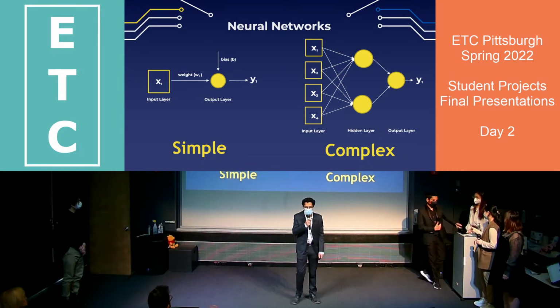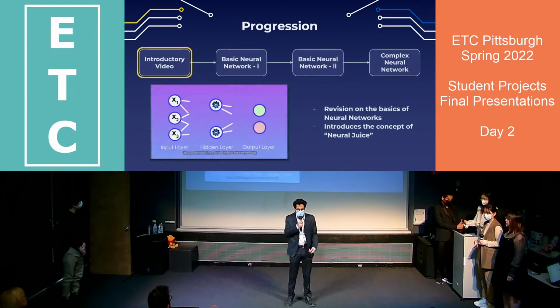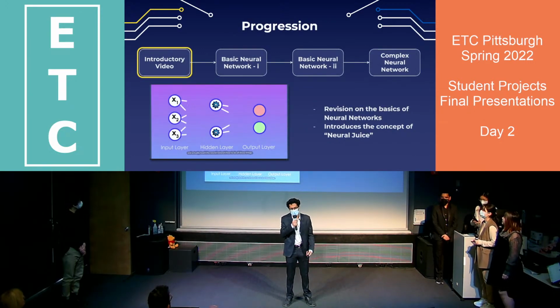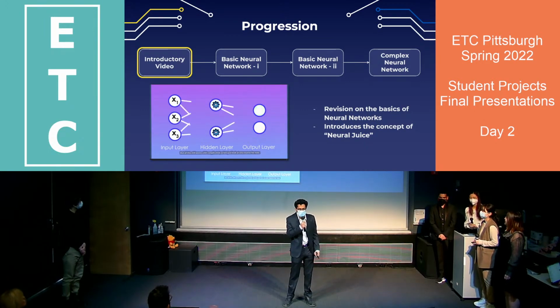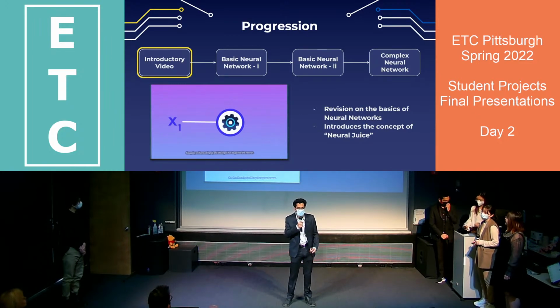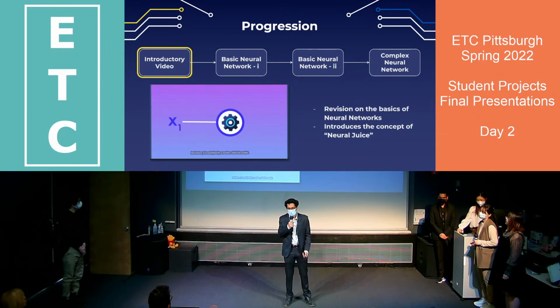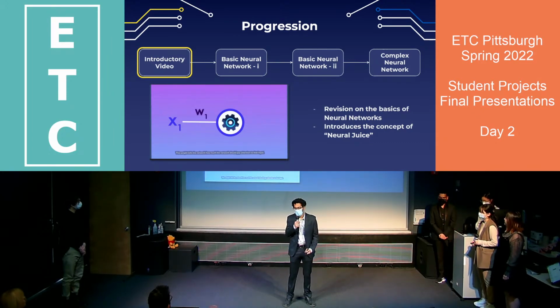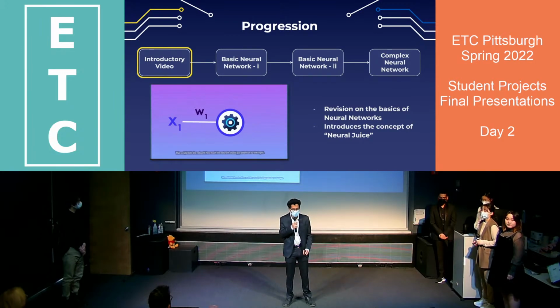Thanks, Rohit. So as Rohit mentioned, the design of our game was to have a progression from simple to complex. So let's go through it. The game begins with an introductory video lesson that tells the students about the basics of neural networks, some of the vocabulary, and it serves as a recap on whatever the students have studied in the AIPI course. And it also introduces the concept of neural juice, which we later on use in the game.